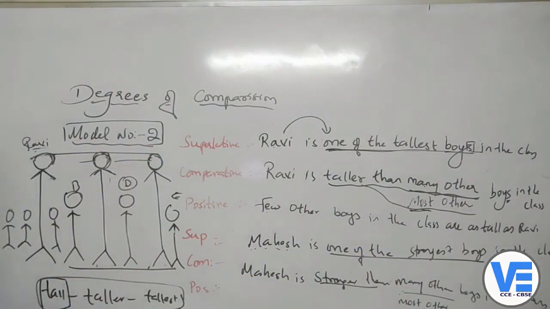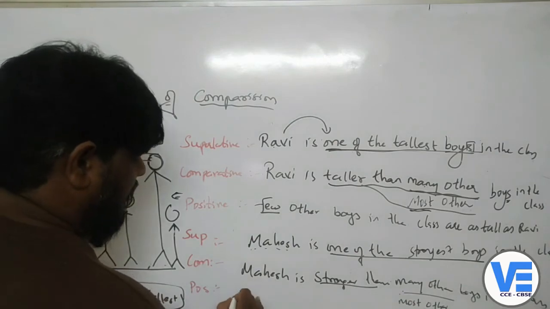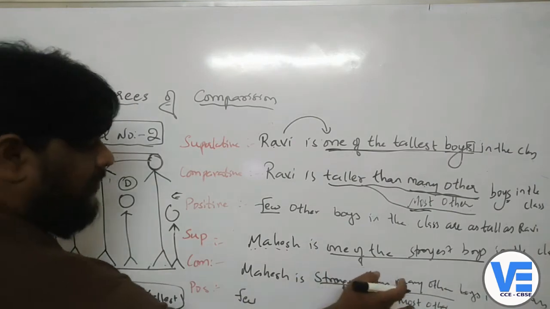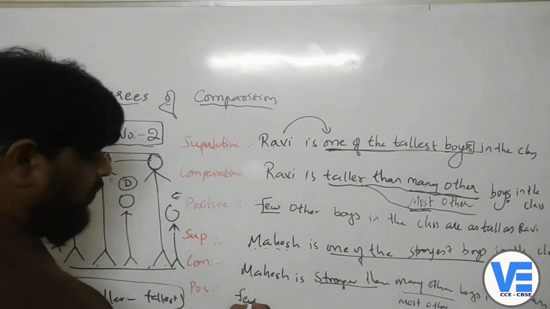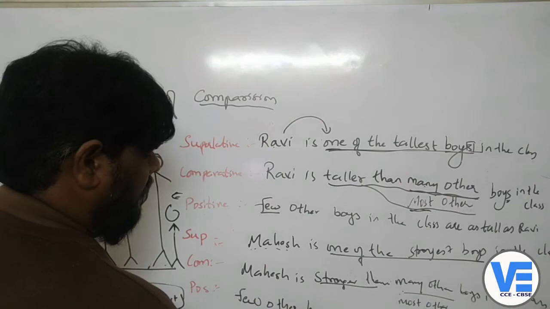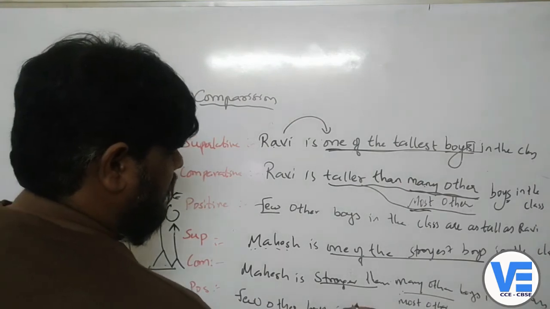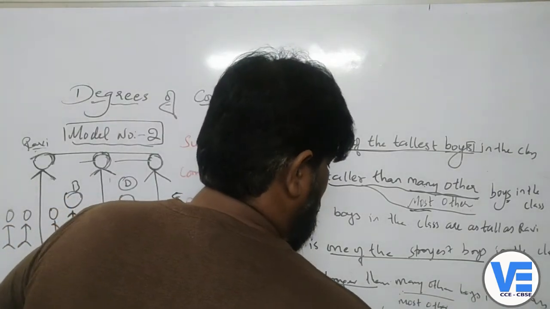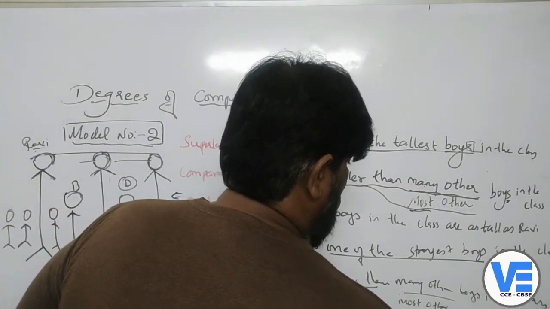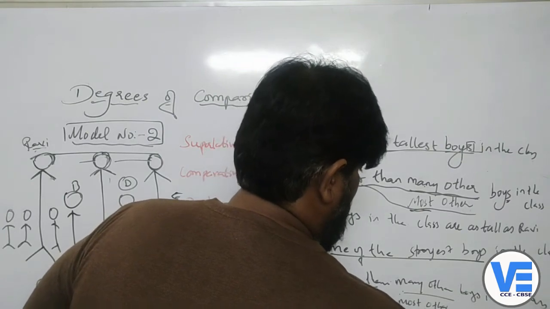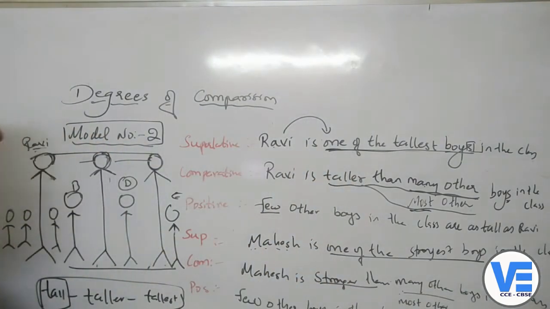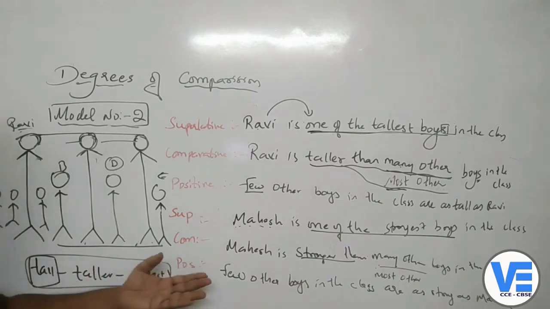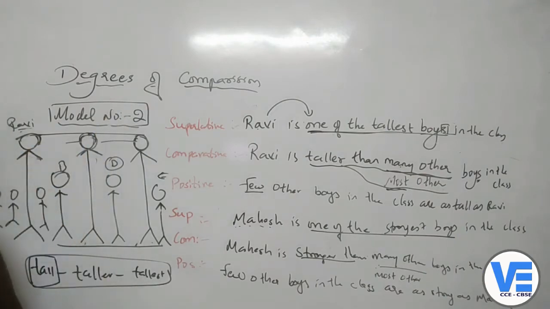Now coming to the positive. So here few other. If you have written many, here you can write few. If you write few here, you can write many here. So few other boys in the class are as strong as Mahesh. So this is one more example for the model number 2. Okay, children, so these are the two examples which I can give for the model number 2.